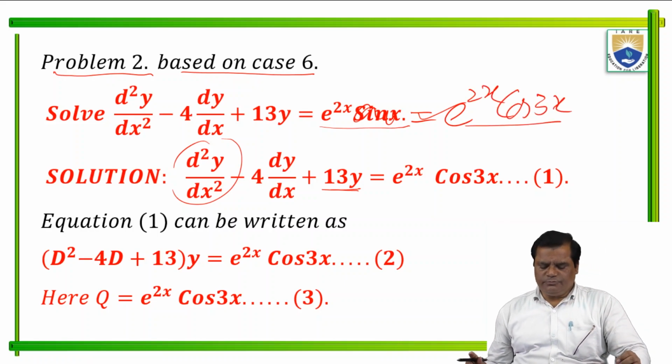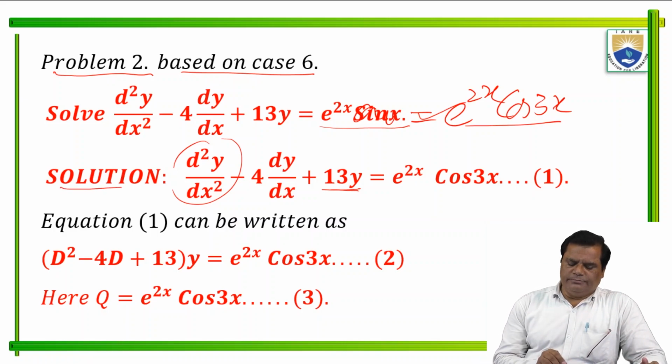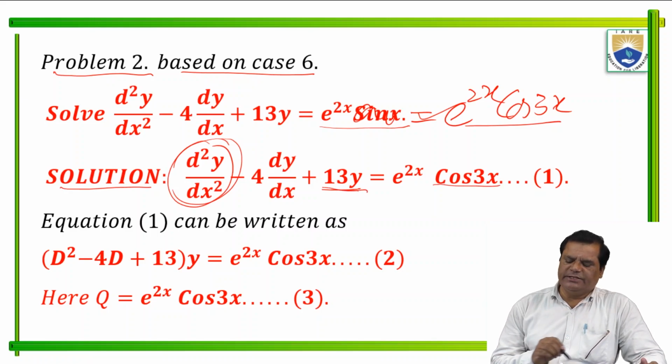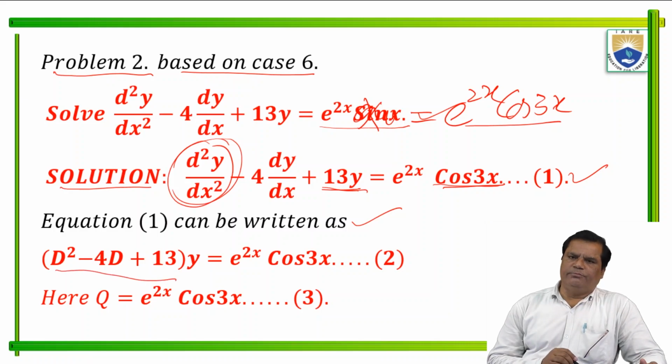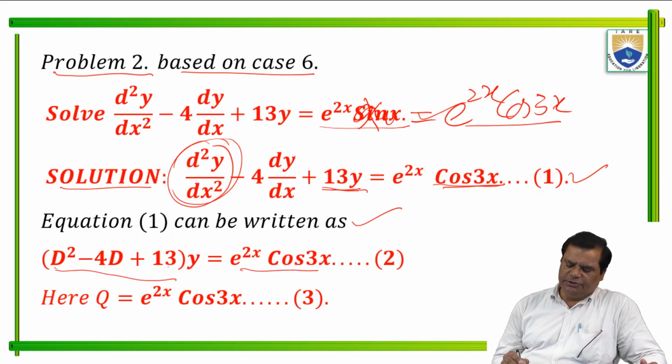So the solution: d2y over dx2 minus 4 dy/dx plus 13y equal to e to the power 2x cos 3x. Not sin, we have taken cos 3x here. So this is equation 1. Equation 1 can be written in D form, putting capital D for d over dx: D square minus 4D plus 13 y equal to Q, equation 2, where Q is e to the power 2x cos 3x, equation 3.